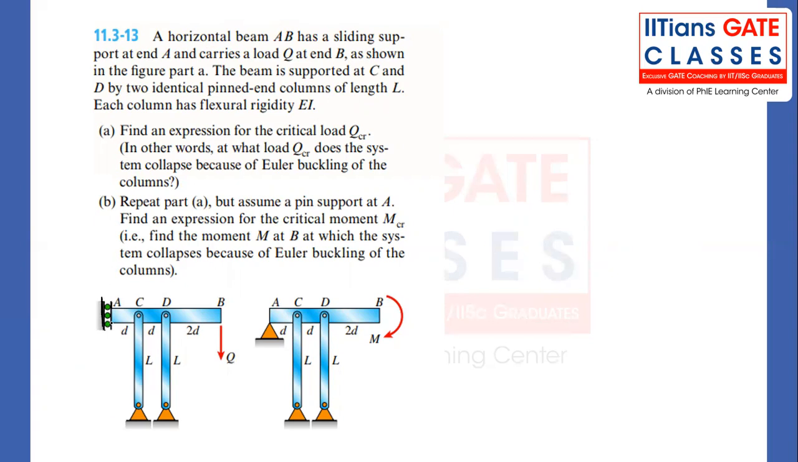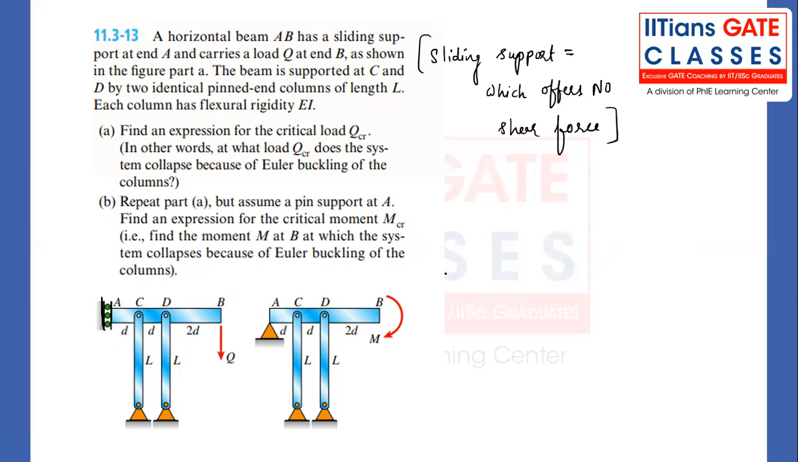Sliding support means, note down, very first thing: a sliding support offers no vertical force. It will allow the vertical deflections, but it will develop a resisting moment.